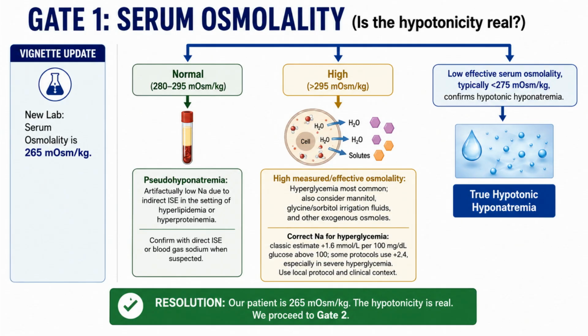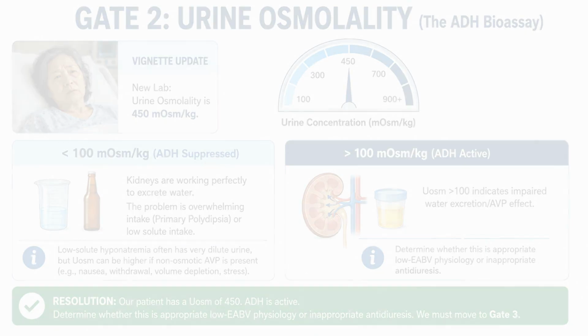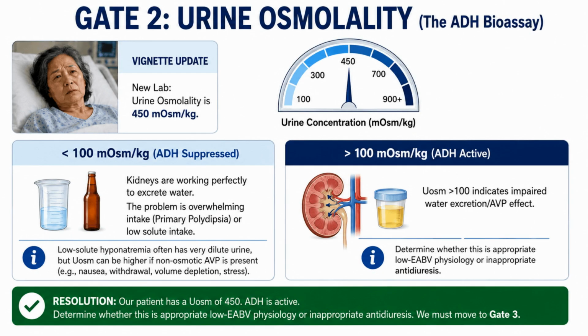But here, the patient is truly hypotonic. That means the brain is exposed to low extracellular tonicity. This explains the neurologic risk. Once true hypotonic hyponatremia is established, the next question is whether the kidney is appropriately dumping water or inappropriately retaining it. The urine osmolality is 450 milliosmoles per kilogram.